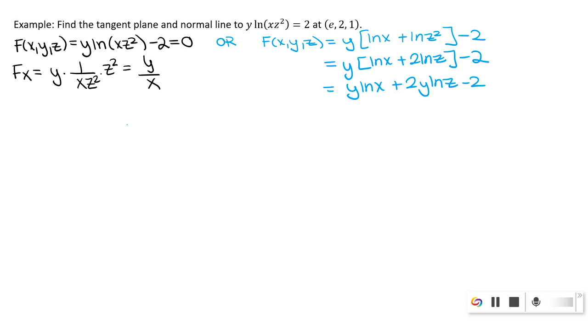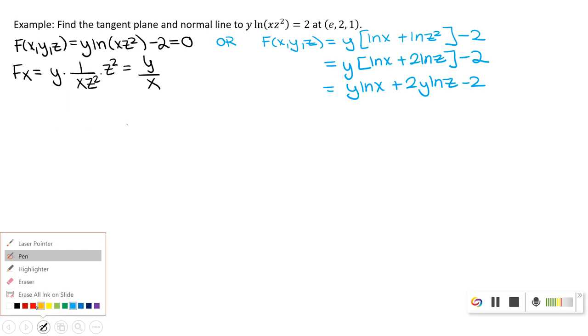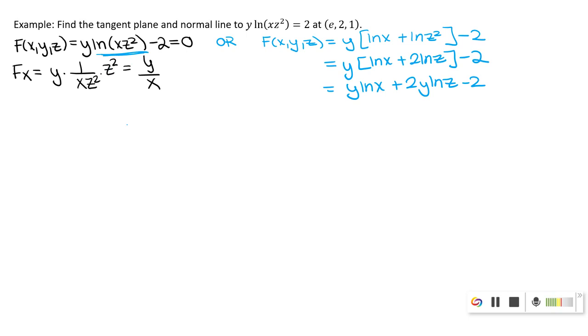Over to the side in blue, I just wrote out another way we could think about this problem. You could use the properties of logs to expand that logarithm and then find its derivative. What I mean by that is, let me go back. In this particular problem, we have a log of a product, and so we could rewrite that as a sum of 2 logs. And then you could even take that exponent of 2 with the z and pull it out front.